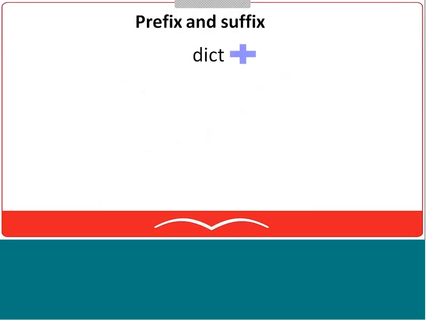The root word dict plus the suffix tion gives you diction, which means choice of words. So when someone has good diction, they use the words appropriately. Now, if I add the prefix bene to it, what could bene mean?